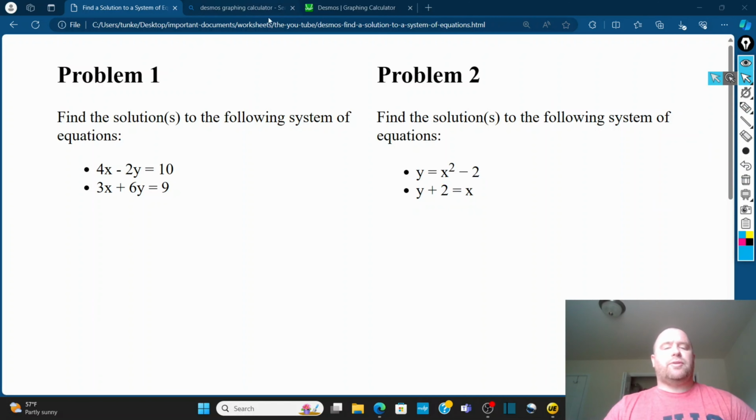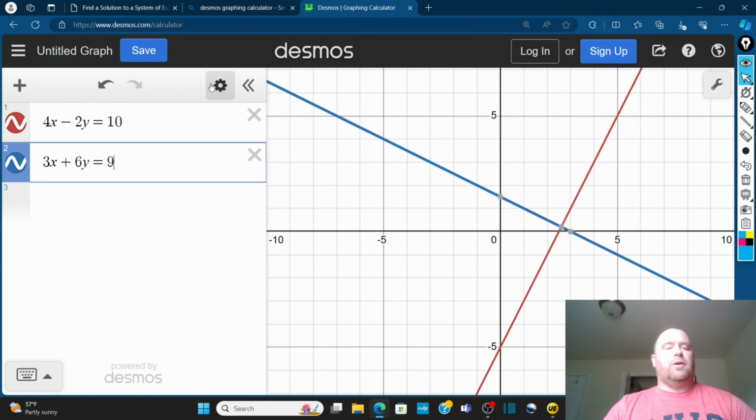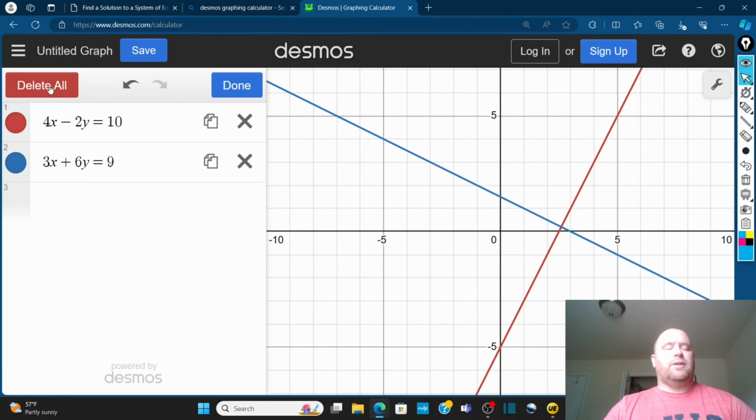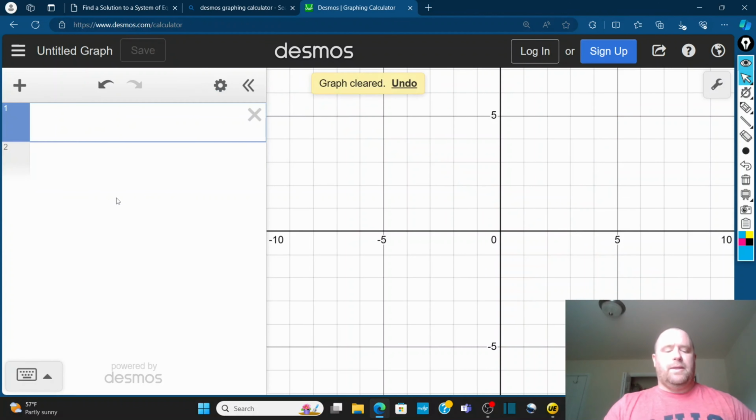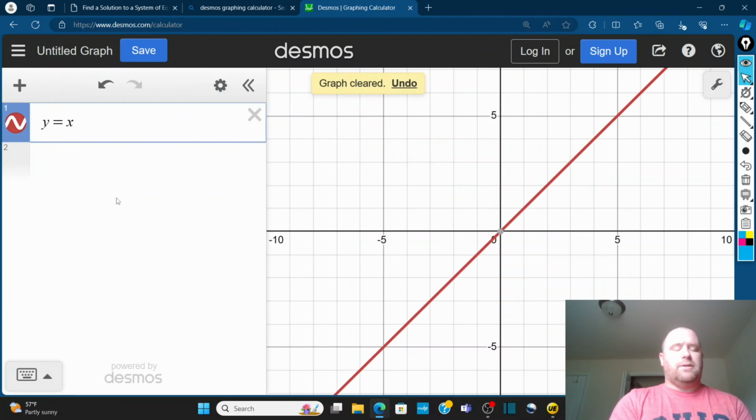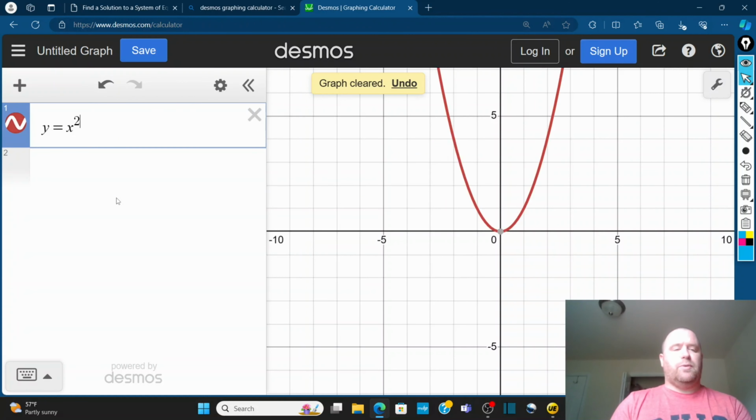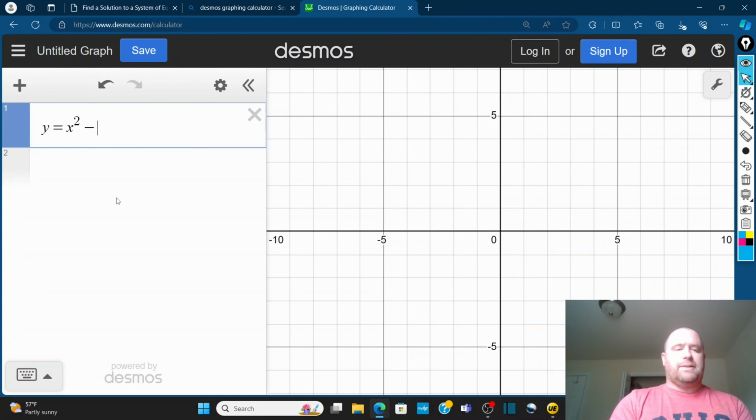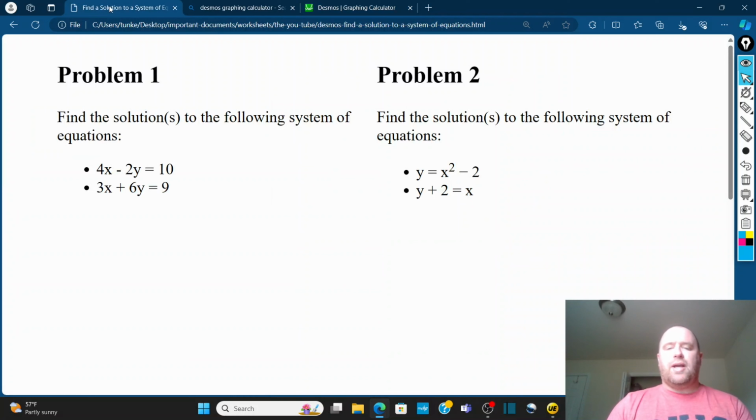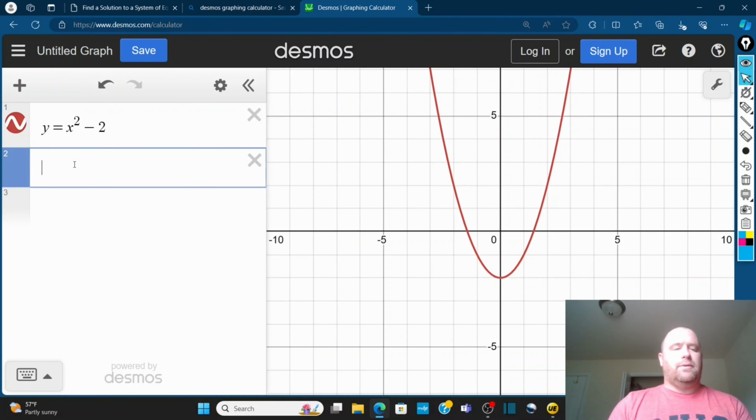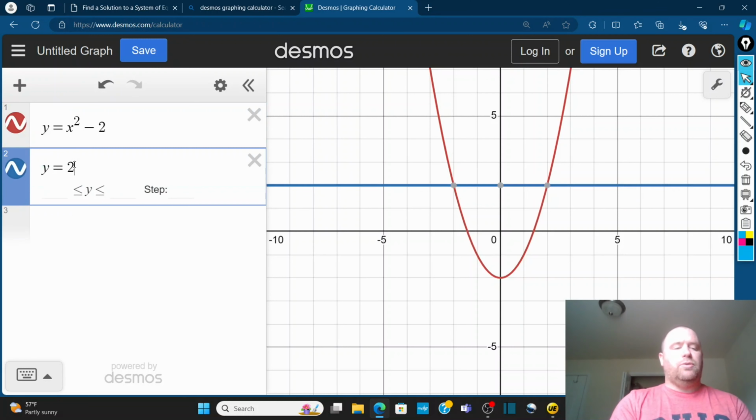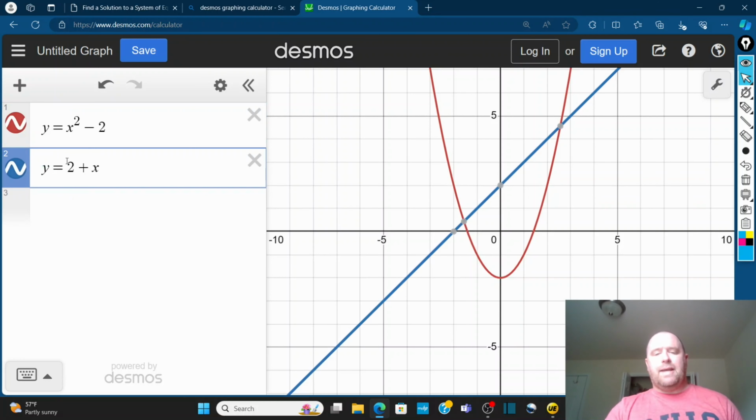Okay, so y equals x squared minus 2. I'm going to go up here and delete everything by just clicking on the gear and then delete all. Y equals x, I'm going to do shift and 6 here to get the exponent, then the arrow key to bring it back down. I think it was minus 2. Let's just check. Yep. And then the next one, y equals 2 plus x. Okay, and we see that there's 2 points of intersection.